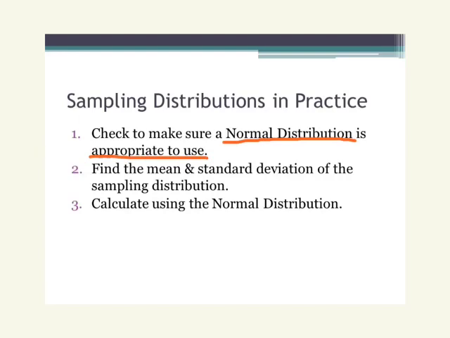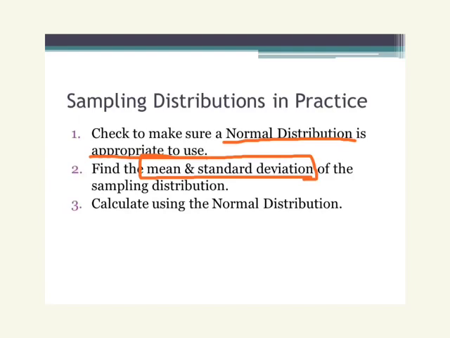The second step, once we've determined that yes, a normal distribution is appropriate, is that we need to know the key characteristics that make up that normal distribution. As we defined back in Chapter 2, all normal distributions are determined based on a given mean and standard deviation. So if we're going to use the normal distribution, then we need to find the mean and standard deviation of that normal distribution. And those are going to come from the mean and standard deviation of the sampling distribution.